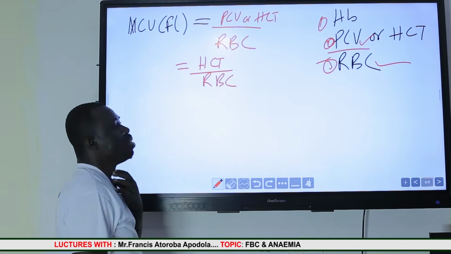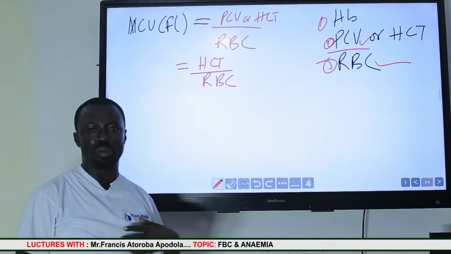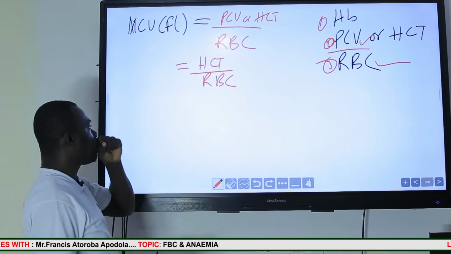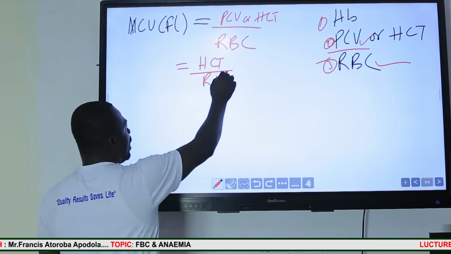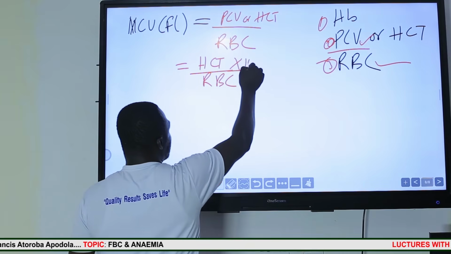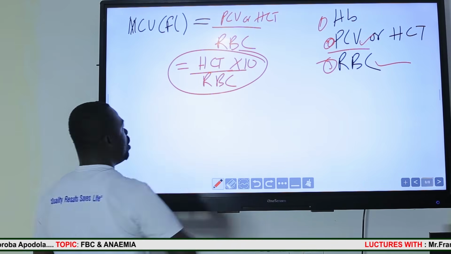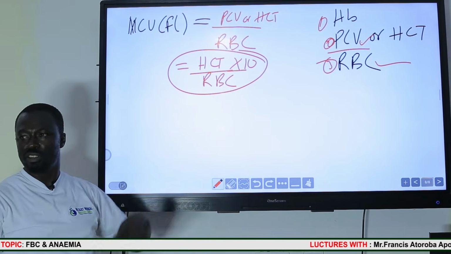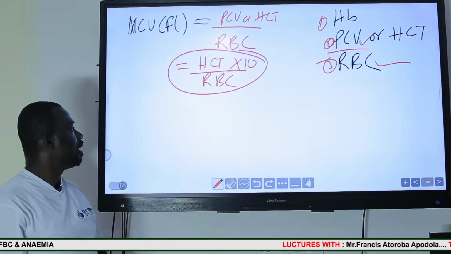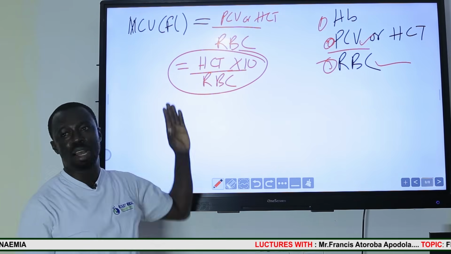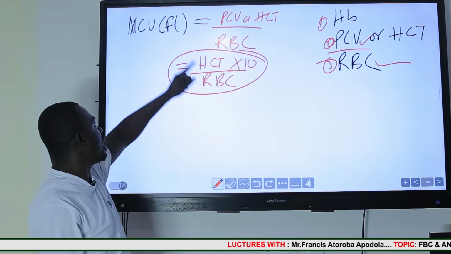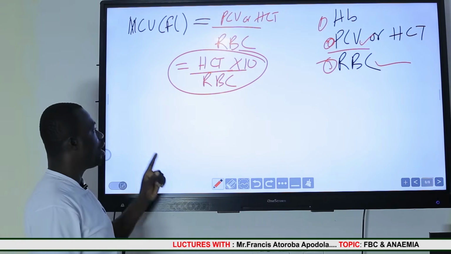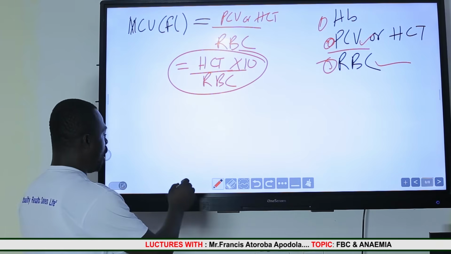RBC. We want to change this formula. I want to do some calculations, and the formula will change a bit. There is actually a factor here that will be times 10. This 10 is a conversion factor. If you want the shortcut, it's hematocrit over RBC times 10. And that will send the unit to femtoliters.